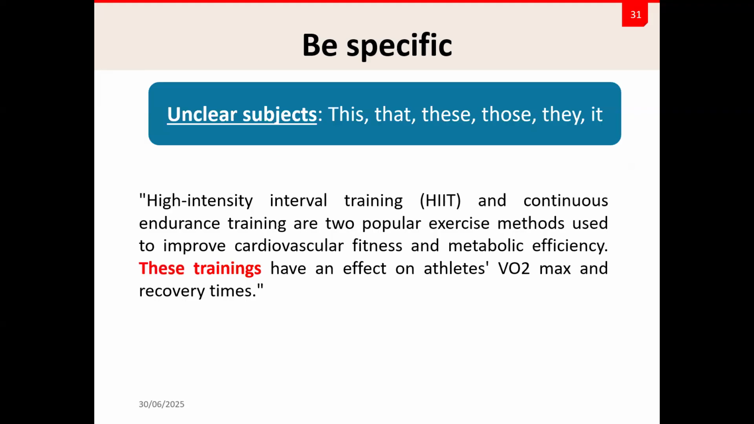When you use the unclear subjects, be aware and use specific things. Instead of "these trainings," you could write "this training refers to the HIIT training and continuous endurance training." That gives the meaning, right? Unless you specify, it's hard for readers to understand what you are trying to emphasize.